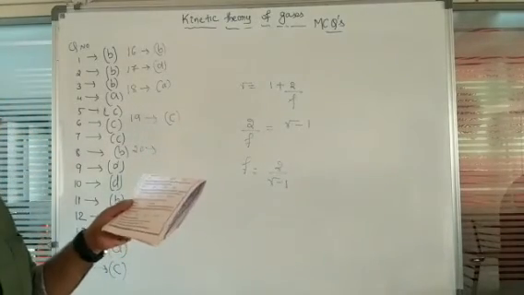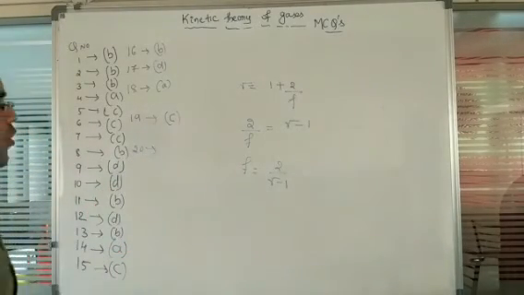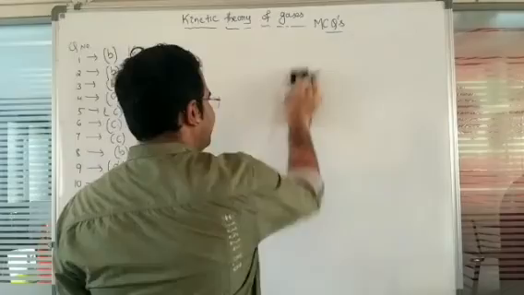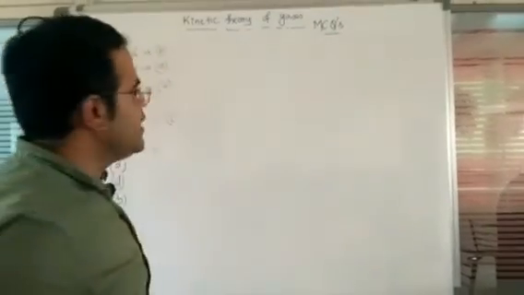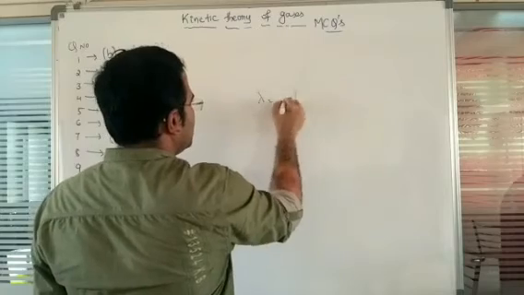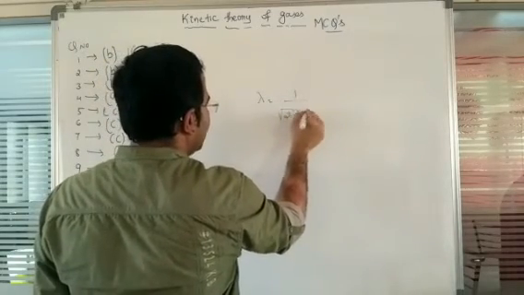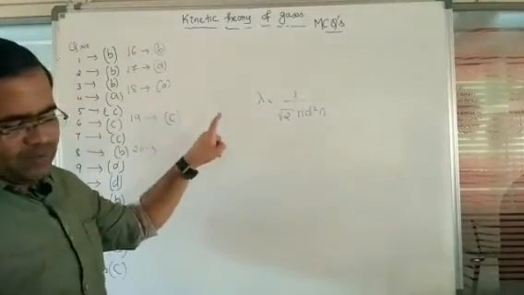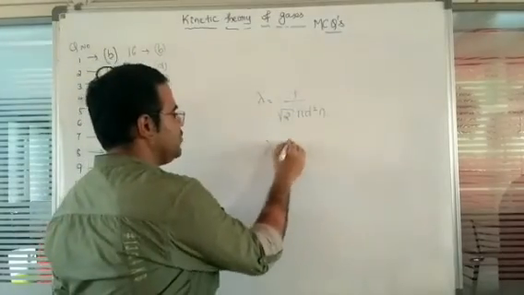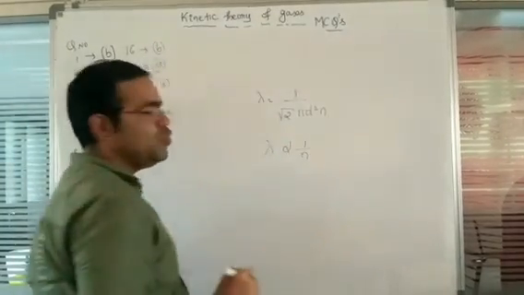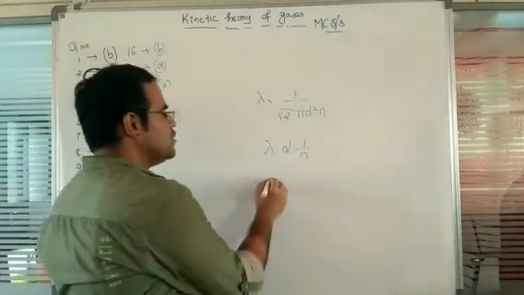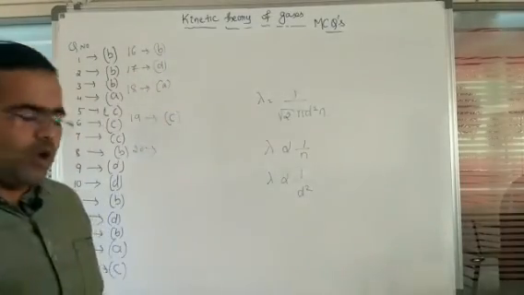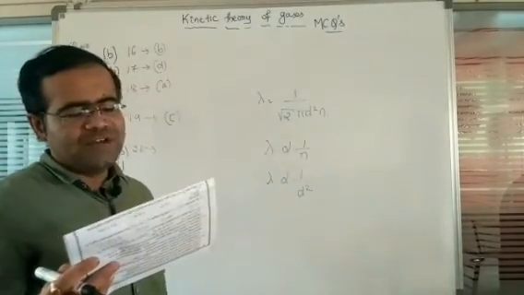Next, question number 20, mean free path of a gas molecule. Let us write the formula first. Mean free path is given by lambda is equal to 1 divided by root 2 pi d square into n. So this is the general equation. The equation represents that it is inversely proportional to the number of molecules and inversely proportional to the square of the diameter of the considered molecule.